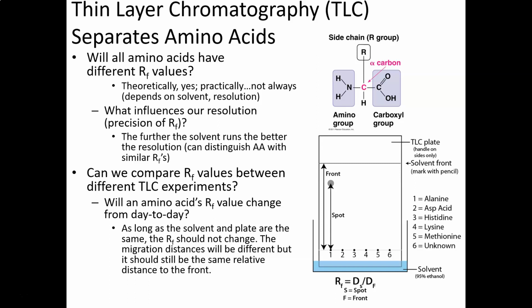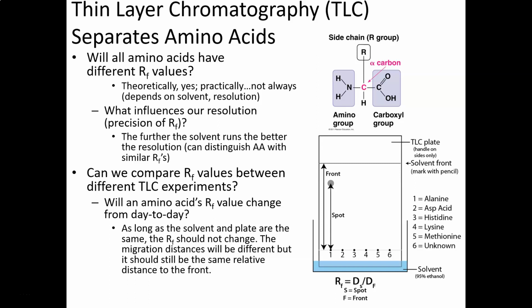So when we look at the theoretical value of the RF values, do amino acids theoretically have different RF values? The answer is yes, but sometimes it's hard to tell experimentally because they're very similar. And so once we figure out an RF for an amino acid in a particular solvent, that RF is not going to change for the most part. Maybe temperature or other things might affect it a little, but that RF is going to be that RF every time. Histidine in a polar solvent is not going to have an RF of 0.43 one day, and then in the exact same experiment 0.78 the next. It's going to be consistent every day. So as long as the solvent and the plate are the same, then the RF will not change.